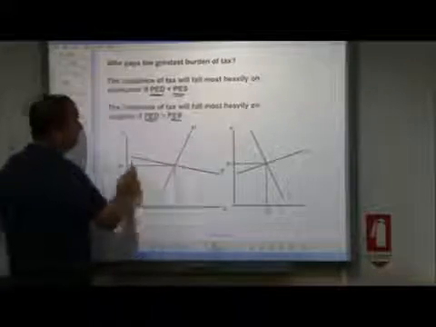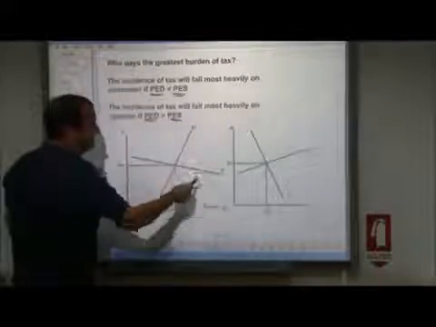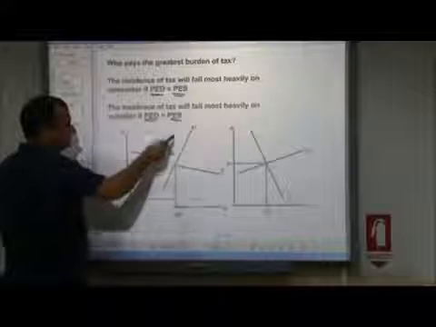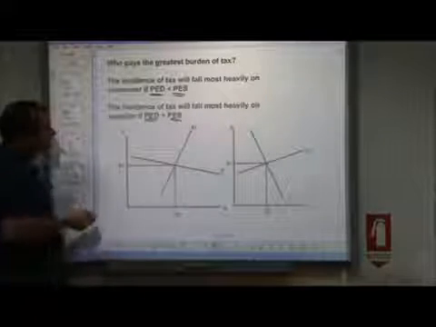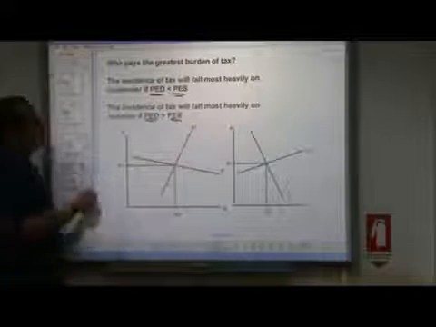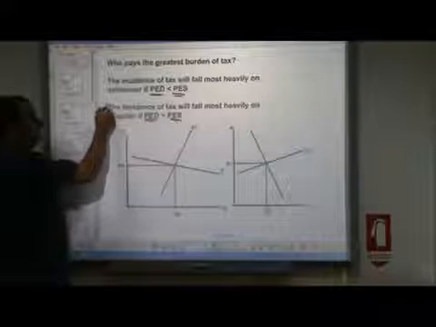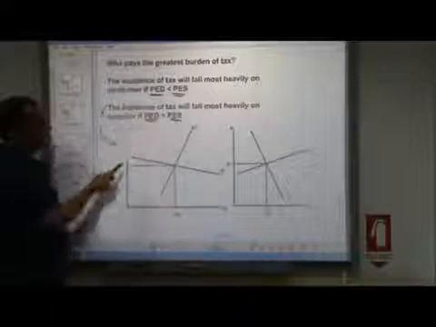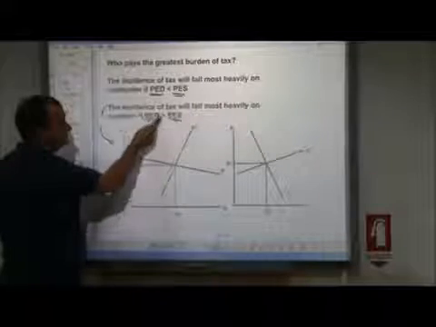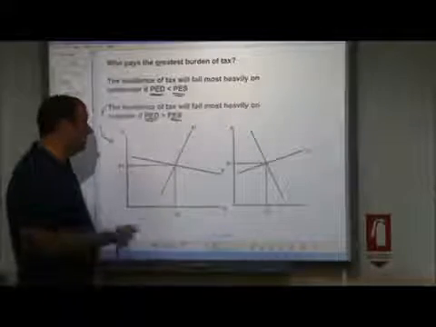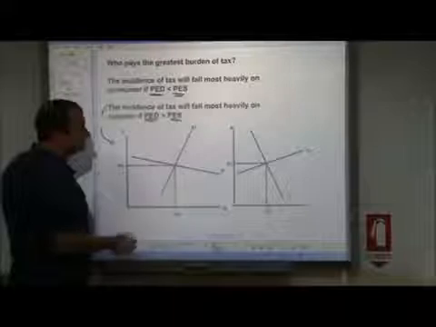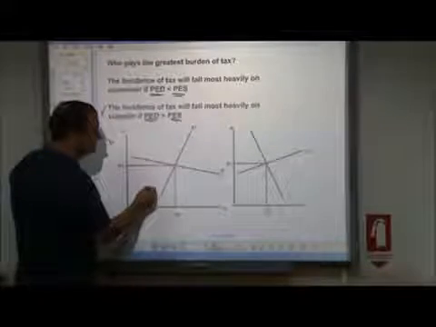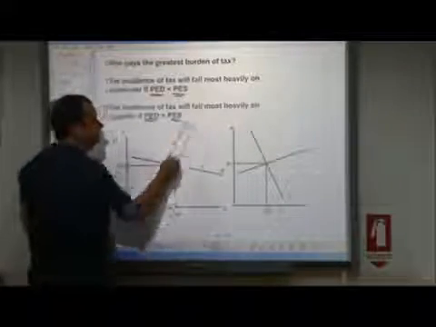Here we have a diagram. The elasticity of demand is pretty elastic and the supply is pretty inelastic. I suspect that this is going to be an example of this one, where we're going to see mostly the supplier pays the tax because the elasticity of demand is greater than the elasticity of supply. But let's explore it. Let's imagine a tax gets imposed. I'll make it a unit tax. There it is, there's the unit tax.